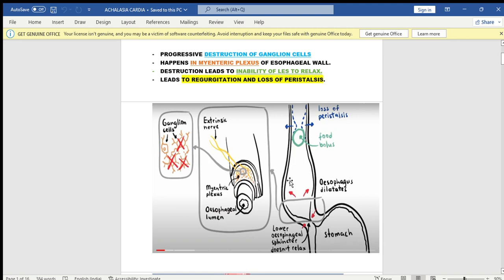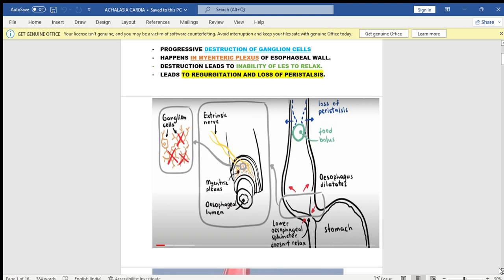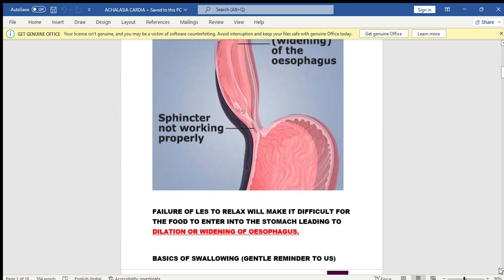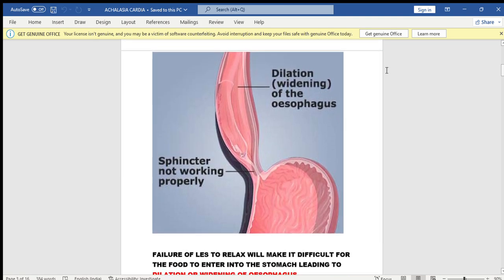Now this is the basic pathology as to what is exactly happening, right? If you look at this diagram over here, it's a beautiful diagram. You can see that the food bolus is supposed to come over here. This is the lower esophageal sphincter, and it is supposed to relax for the food to pass through. Imagine if this is contracting persistently, right? The food will not be able to pass into the stomach, so it will be pushed back.